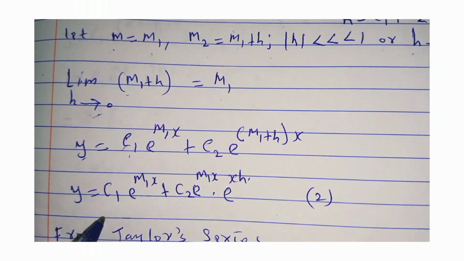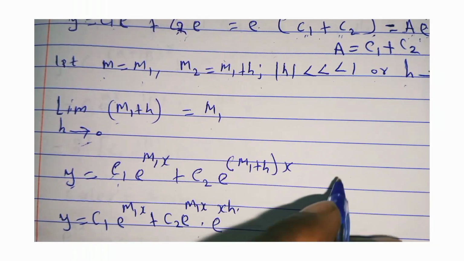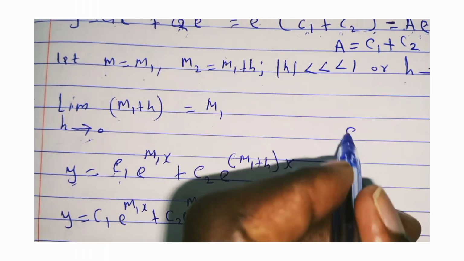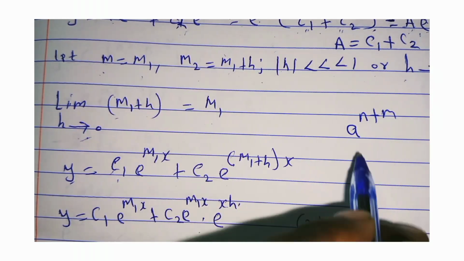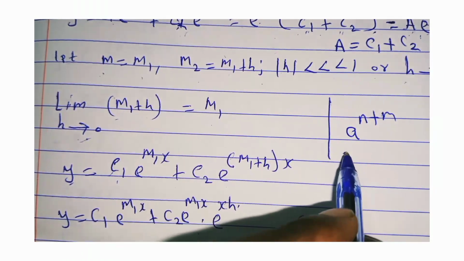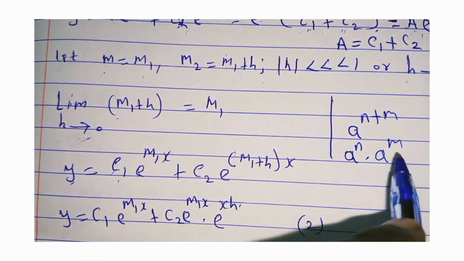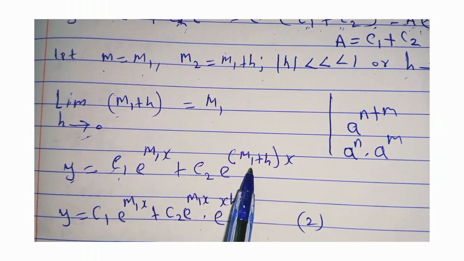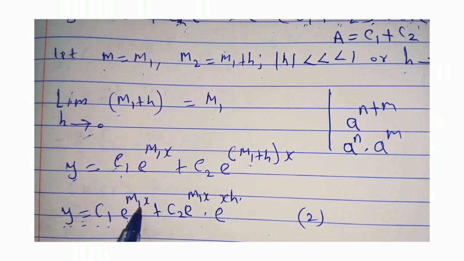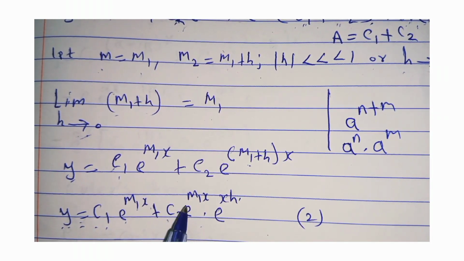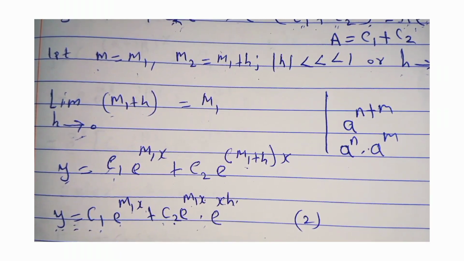Then we can rewrite this one using the laws of indices. There is a law of indices which tells you like this: if you have a to the power n plus m, from the laws of indices, this is the same as a to the power n multiplied by a to the power m. So using this fact, we can split here. So we are going to have y is equal to c1 exponential m1x plus c2 exponential m1x multiplied by exponential xh, using this law of indices.